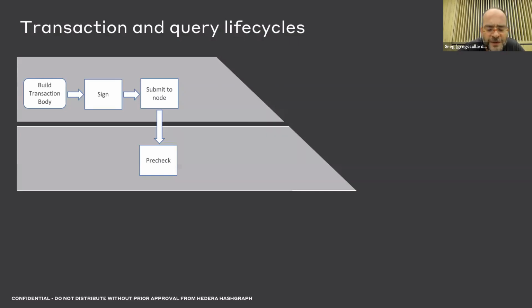So that pre-check is just a sanity check, if you want, before sending it to consensus, and saves running transactions unnecessarily on the network. The node then responds synchronously with a response, which is your pre-check response, which could be okay or failure. In the case of a failure, you have to rebuild your transaction, re-sign it, resubmit it, get a pre-check and get your response, and so on and so forth.